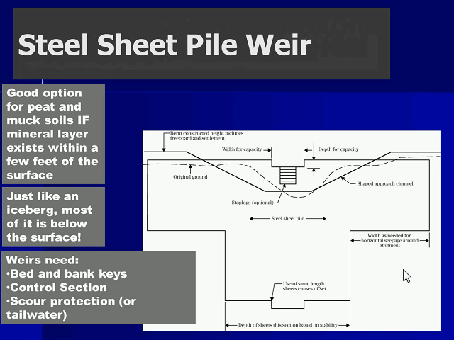This is what a sheet pile weir looks like in cross section. All weirs need an appropriate bed key. They need an appropriate bank key, and they need a control section. And sheet pile weirs especially, most of the installation is below the surface, sort of analogous to an iceberg. So when you see a sheet pile weir that's engineered, designed and installed properly, most of what's out there is below the surface.